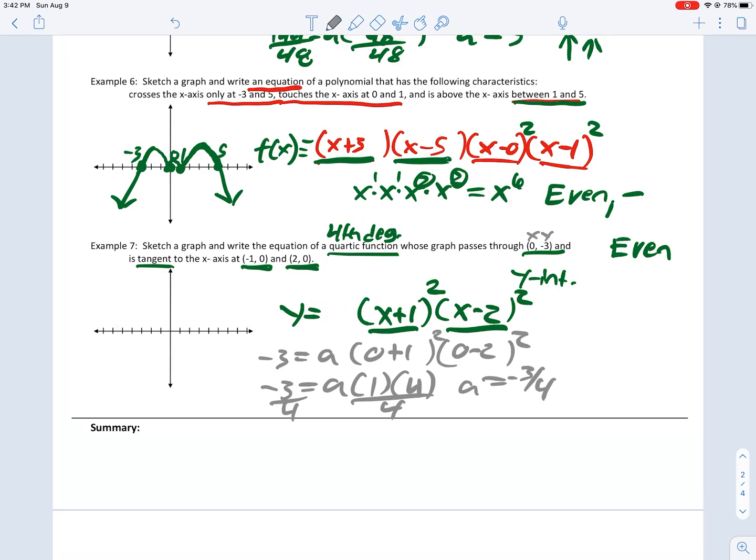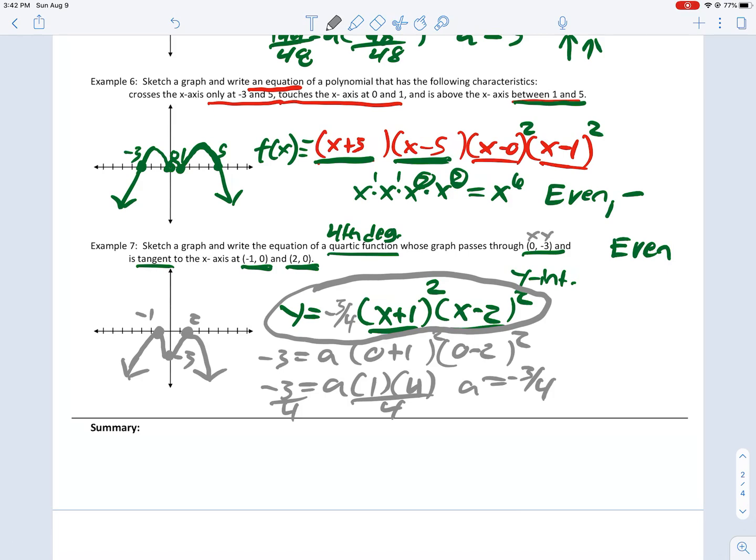So your final equation is the one I'm circling in gray right now. That's your final equation. So we have negative 1, 0, we have 2, 0, 0, negative 3 is the y-intercept. Going to bounce, come down, bounce, and there we go.